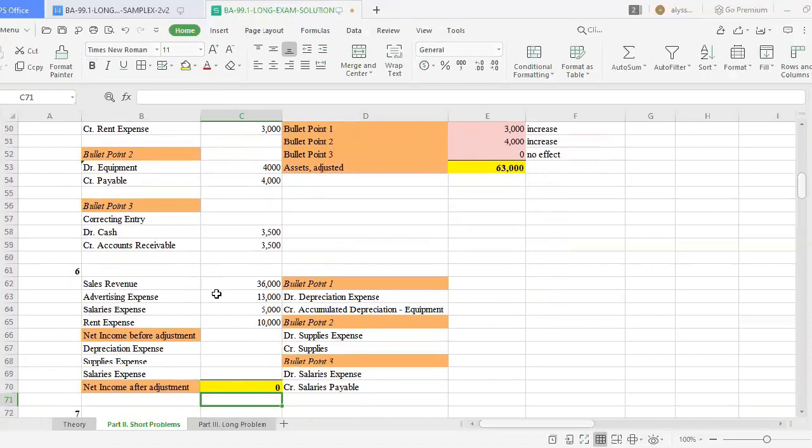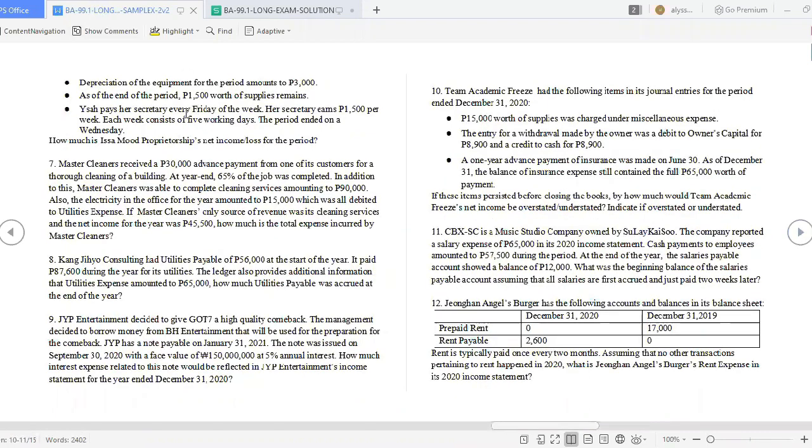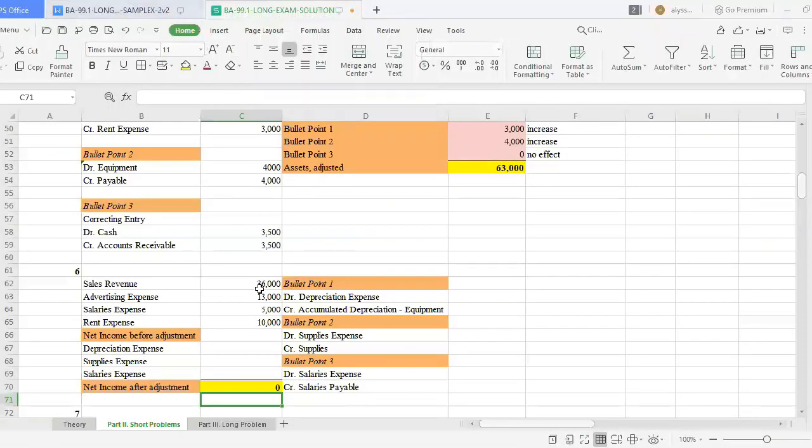So for number 6, Isamud proprietorship forgot to do the adjusting entries. So the relevant accounts are as follows. We have here equipment, supplies, sales revenue, advertising expense, rent expense, salaries, and additional information here. So the question is, how much is Isamud's proprietorship's net income or loss for the period?